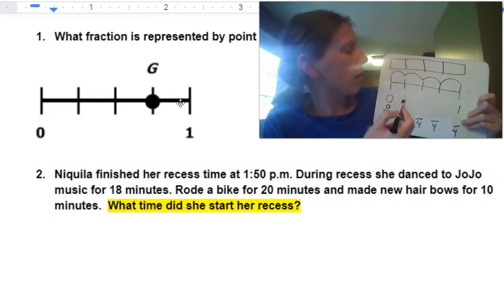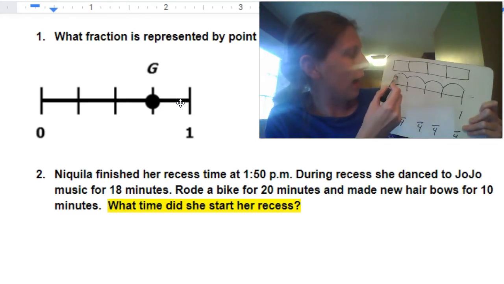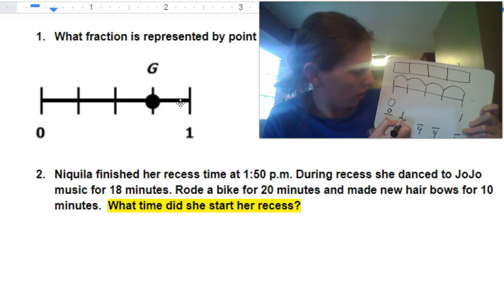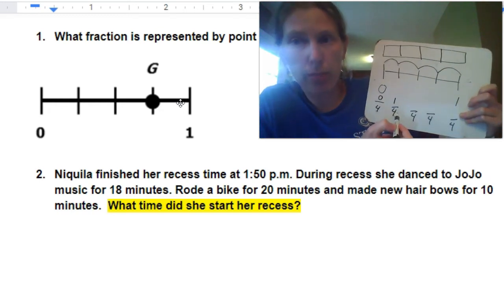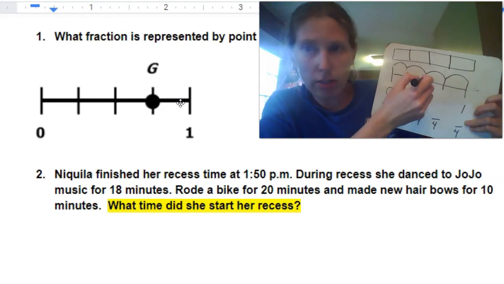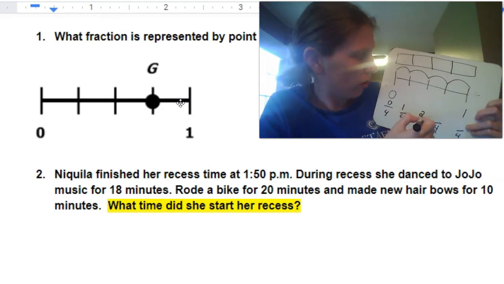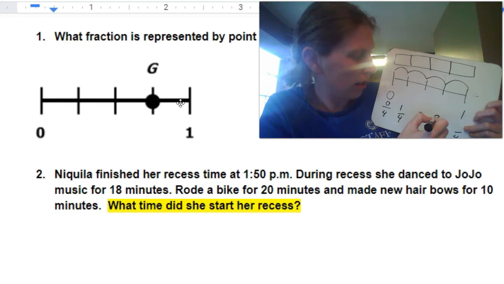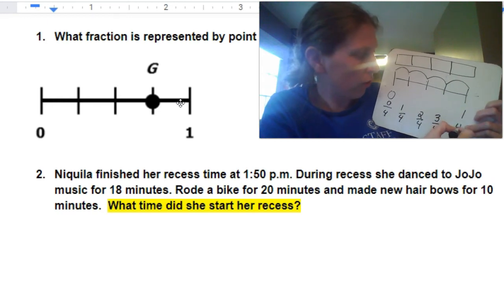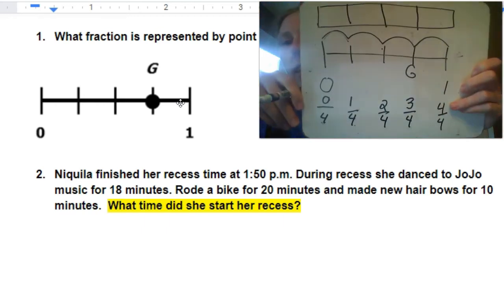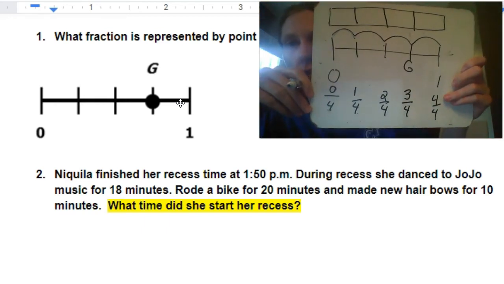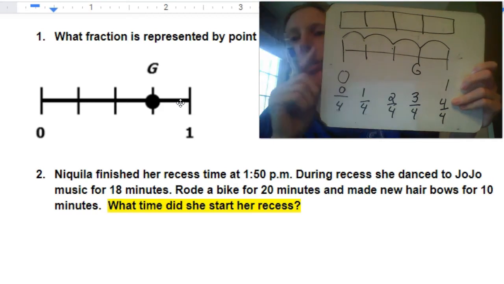Okay, my next part, I'm going to look at it. How many parts have I had? 1 part. 1 is my numerator. The fraction on that part is 1/4. The next part, 2, 2/4, and so on, 3/4 and 4/4. And our letter G was right here. So what fraction is represented by the G? 3/4. Good job.